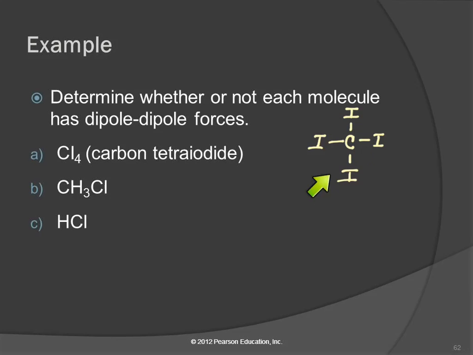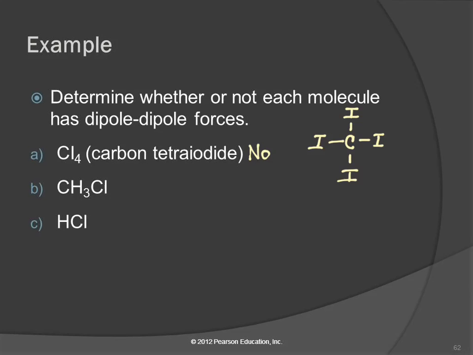The iodine atoms are around the carbon. There are 4 of them. There are 4 single bonds here. Is carbon going to have any lone pairs in its Lewis structure? No, because the 4 bonds give it 8 valence electrons, right? So there's no lone pairs on the central atom, and all of these atoms that are bonded to it are the same. That means that this molecule is symmetrical. It is not polar. If it's not polar, does it have dipole-dipole forces? No. Only polar molecules have dipole-dipole forces. So that one's a no.